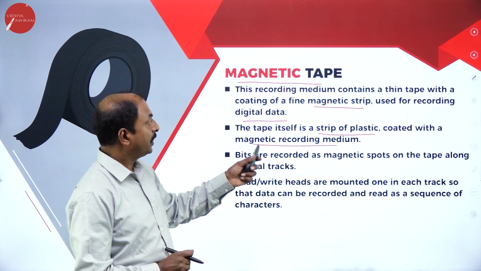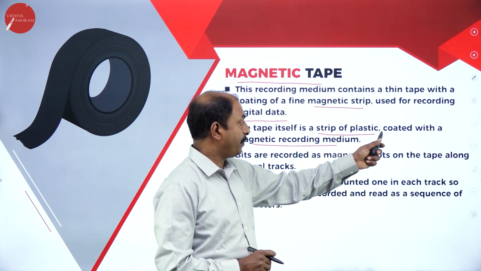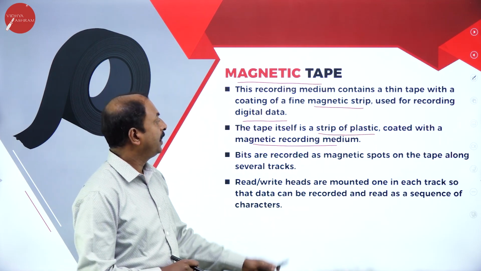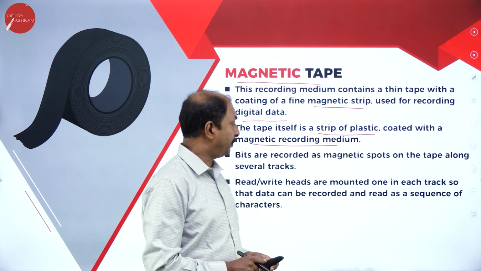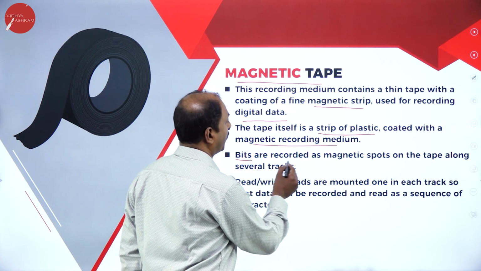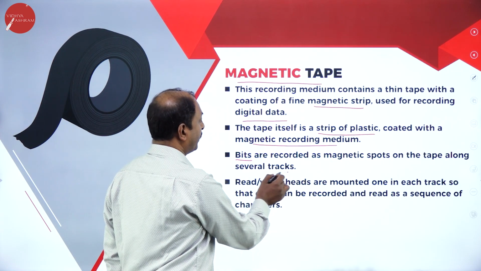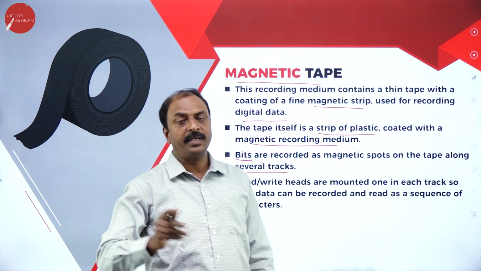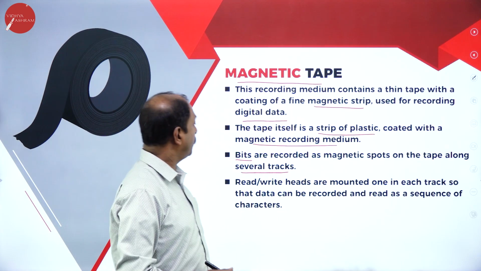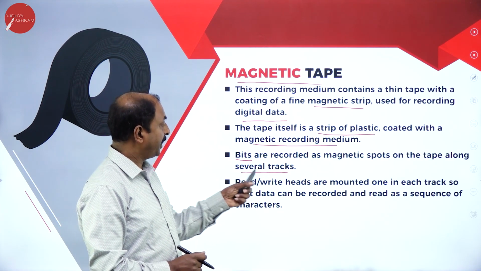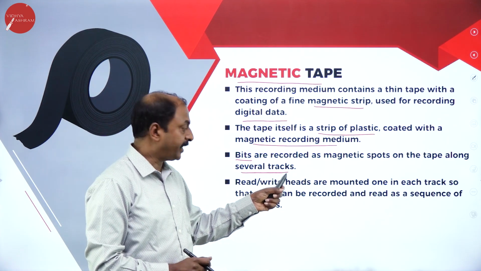Similarly here also, the magnetic tape is a plastic tape coated with a magnetic recording medium. Bits are recorded as magnetic spots on the tape along several tracks, as what you have seen, tracks and sectors. So data are stored in the tape in tracks and sectors.